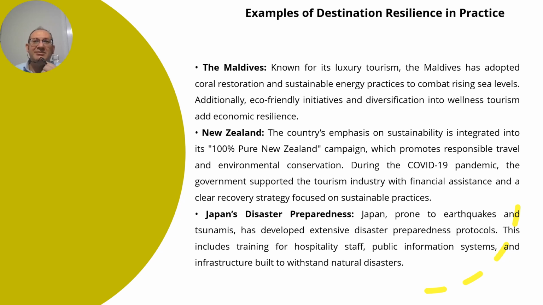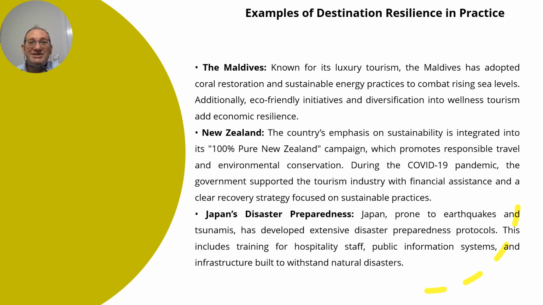Now, regarding the examples of destination resilience in practice, we refer quickly to three examples: the Maldives, which is known for its luxury tourism, and has adopted coral restoration and sustainable energy practices to combat rising sea levels. New Zealand emphasizes sustainability and has a campaign, 100% Pure New Zealand, which promotes responsible travel and environmental conservation. And during the COVID pandemic, the government of New Zealand supported the tourism industry with financial assistance and a clear recovery strategy focused on sustainable practices.